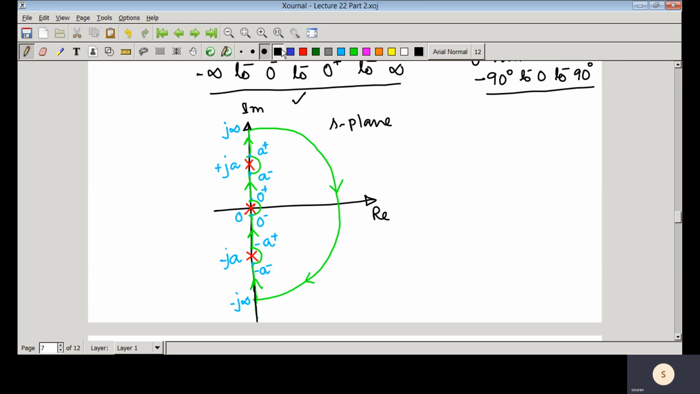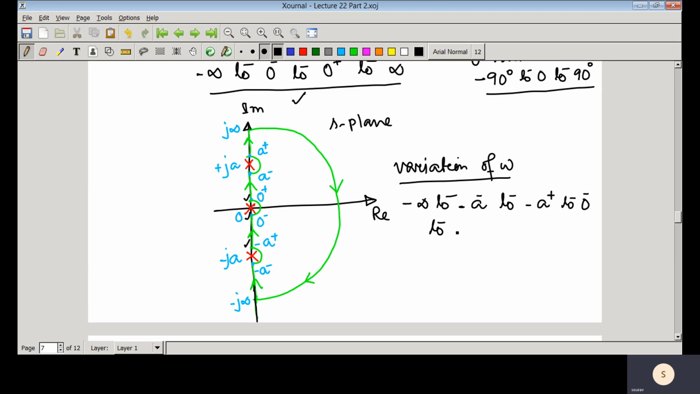So how is omega varying? The variation of omega in this particular case goes from minus infinity to minus a minus, then to minus a plus, then it comes to 0 minus, then this point to 0 plus, then this point to a minus, to a plus, and here to plus infinity. So this is that variation.